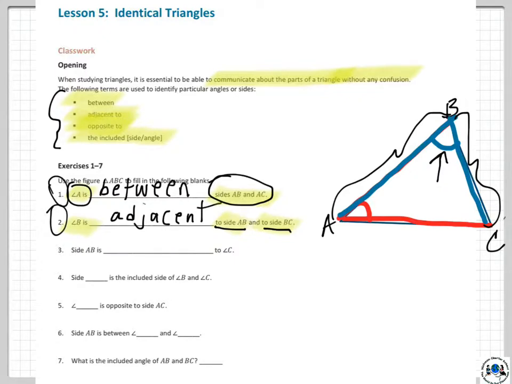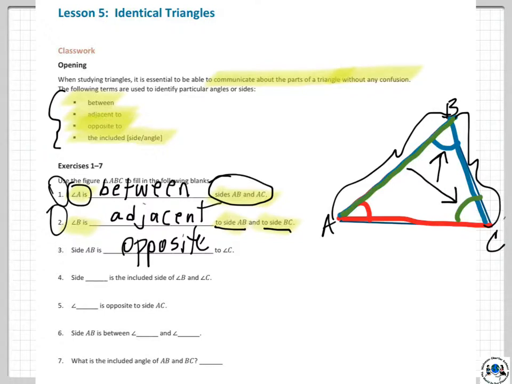All right, let's go ahead. So let's say side AB now. Side AB. Let's get another color. Side AB is blank to angle C. And here's angle C. Angle C is right there. Okay? What do you think? I'm guessing it is opposite to angle C. Okay? It is opposite. It sits across from it.